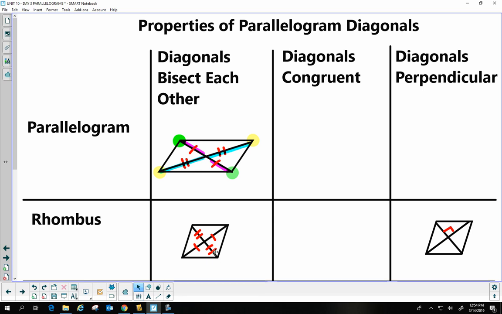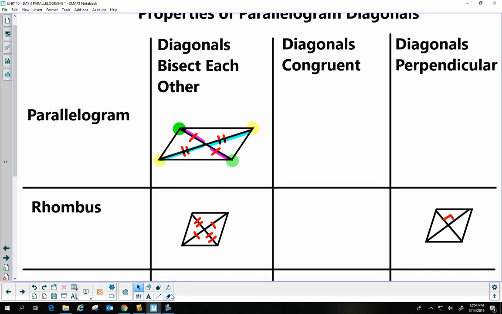So that's also true in a rhombus, but what makes a rhombus unique is that the diagonals are perpendicular and therefore they make right angles. So those four angles on the inside are right angles since this is a rhombus.